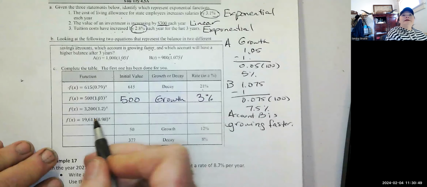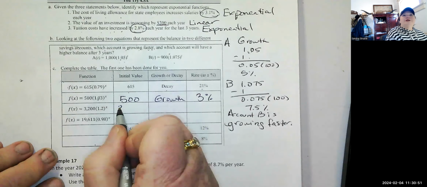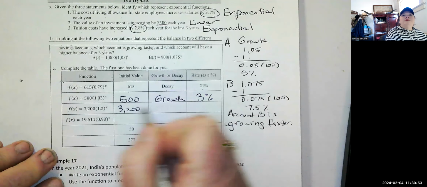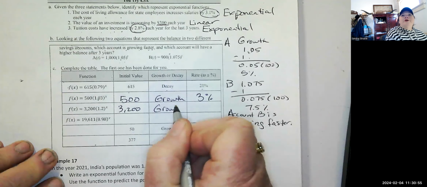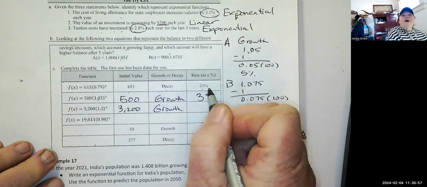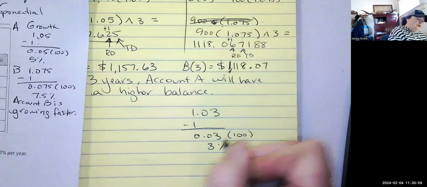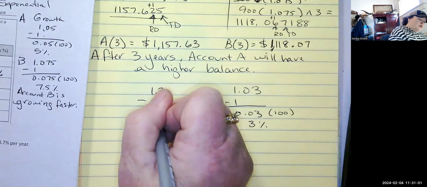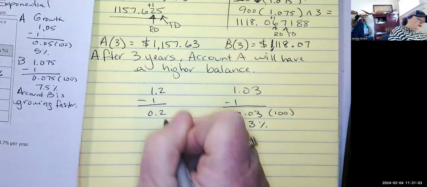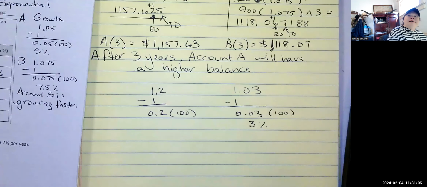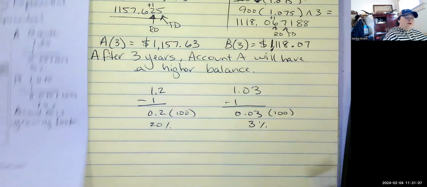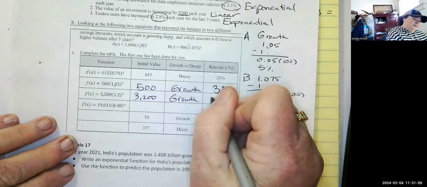The next one, our initial value is 3,200. It is growth as well because it is greater than 1. And then the rate is we're going to take the 1.2, just like that last one. We're going to subtract 1 from it and then multiply by 100 and add the percent sign. So this is a 20% growth.